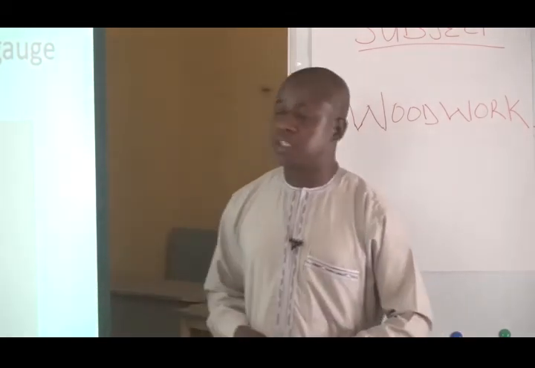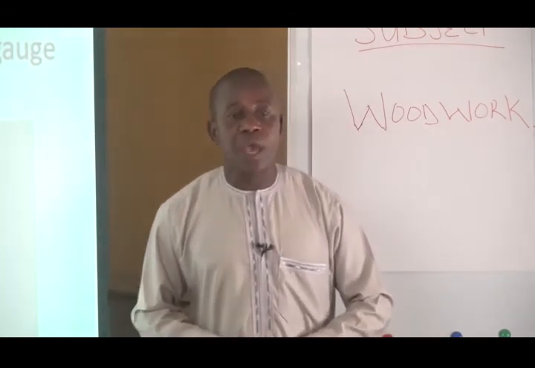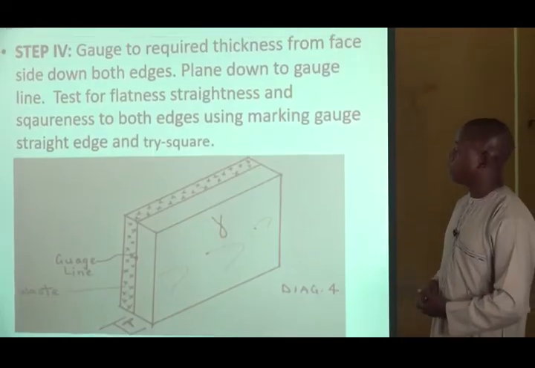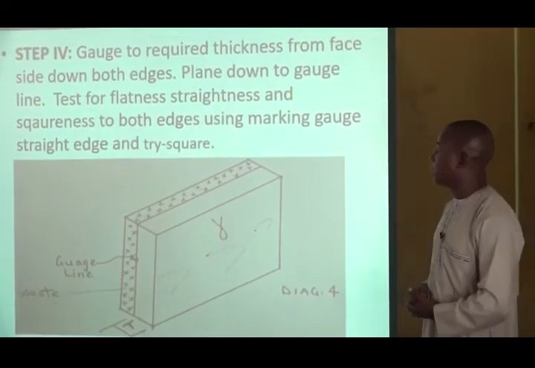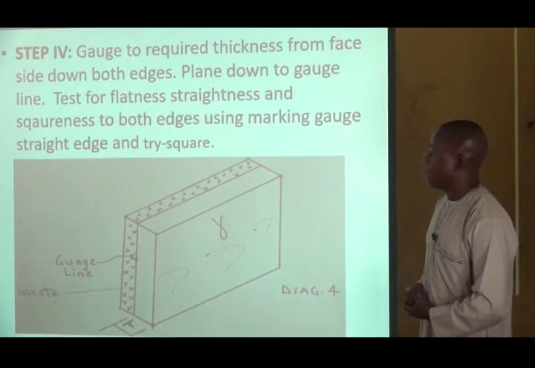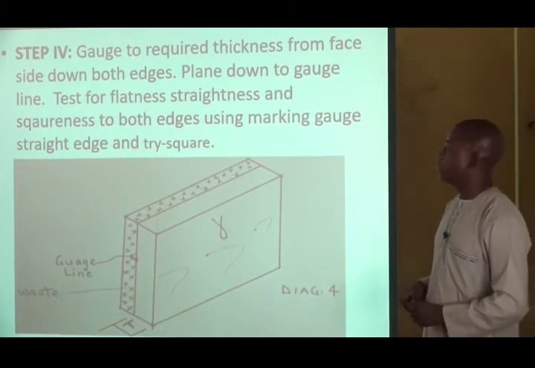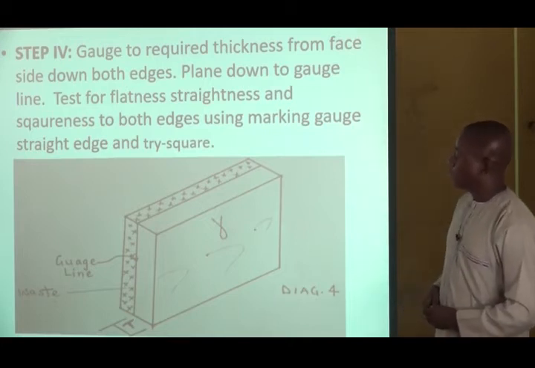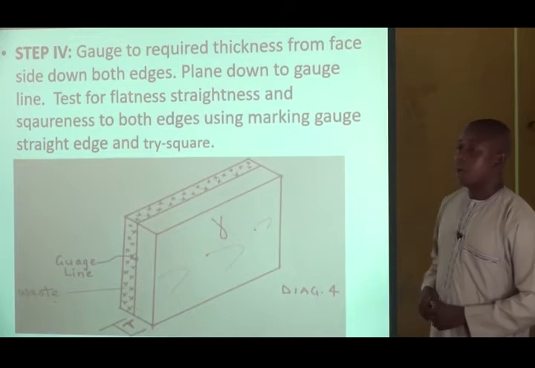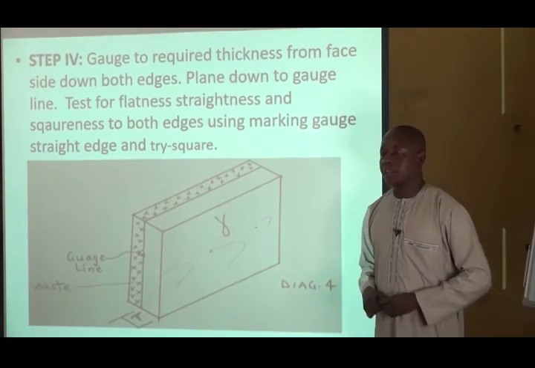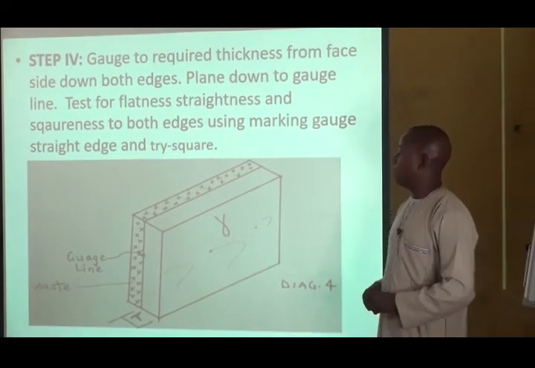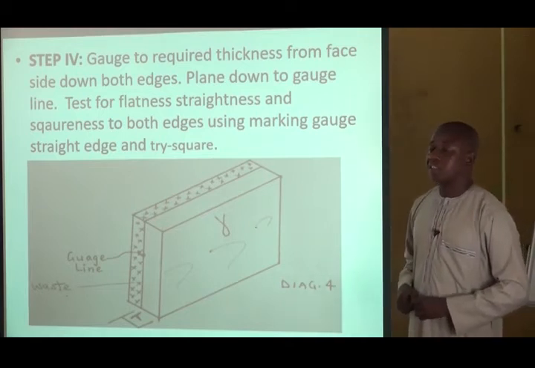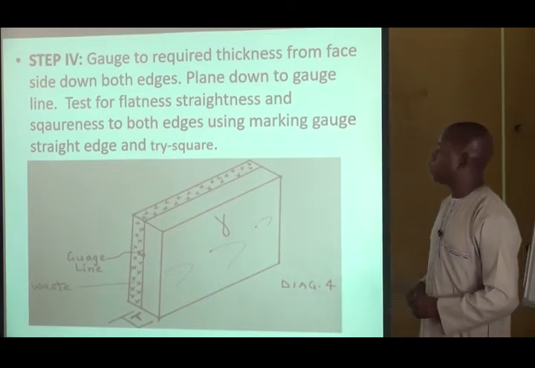What is now left for us is to return the piece to either the bench top or the workpiece, where the planing has to be done. This planing has to be done to the gauge line. And the tools we use in this step include the marking gauge, the vise, which serves as the supporting tool, the tri-square, and the straight edge.